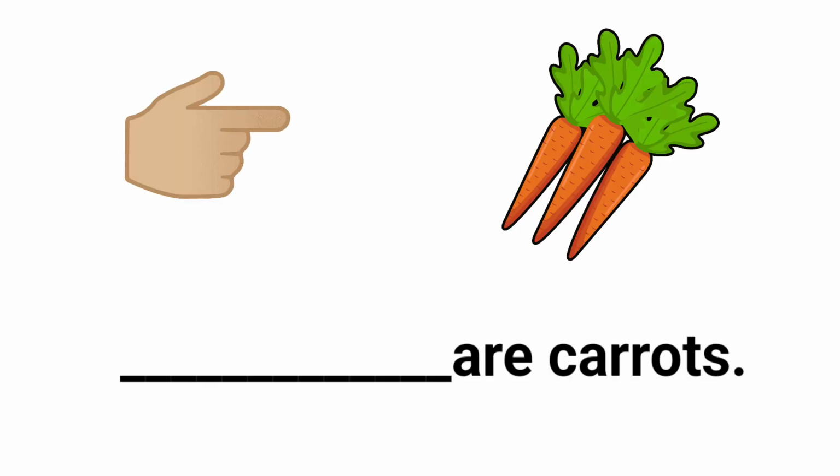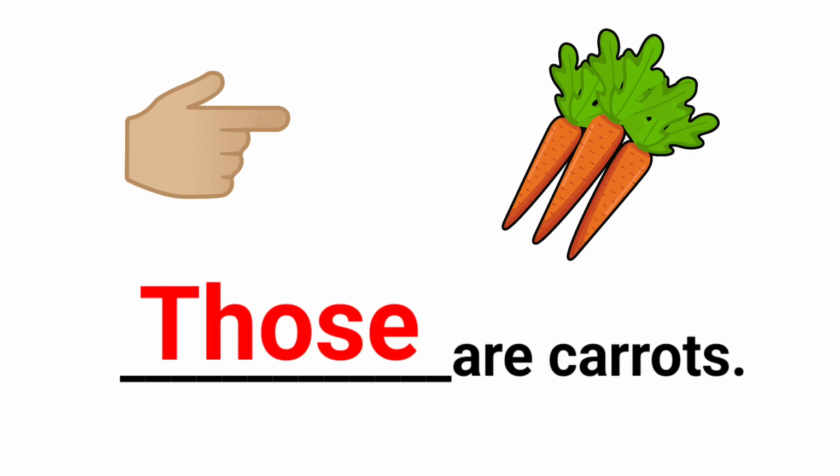Dash are carrots. Tell the answer, children. Yes, those are carrots. Why? Yes, the finger is far from the carrots, as well as the carrots are plural. So here we use those. So the sentence is, those are carrots.